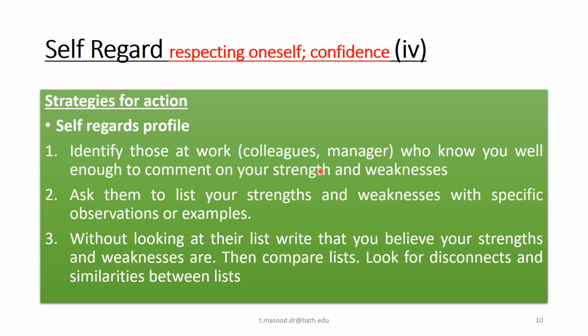Now, strategies for action. If you have the weaknesses listed as we have discussed in my earlier slide, then strategies for action. First, self-regard profile. Identify those at work, colleagues or managers, who know you well enough to comment on your strengths and weaknesses. Number two, ask them to list your strengths and weaknesses with specific observations or examples as they have witnessed. Number three, without looking at their list, write down what you believe your strengths and weaknesses are. Then compare the lists, looking for disconnects and similarities between the lists.